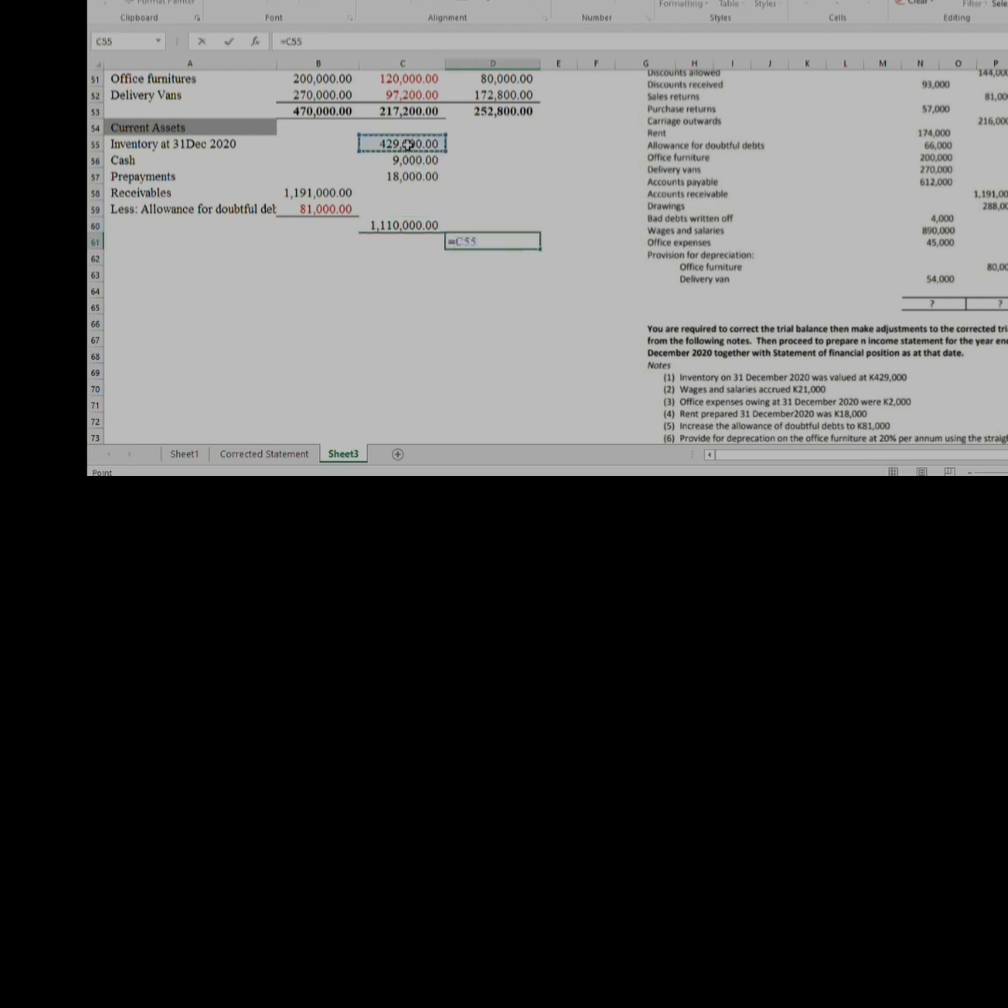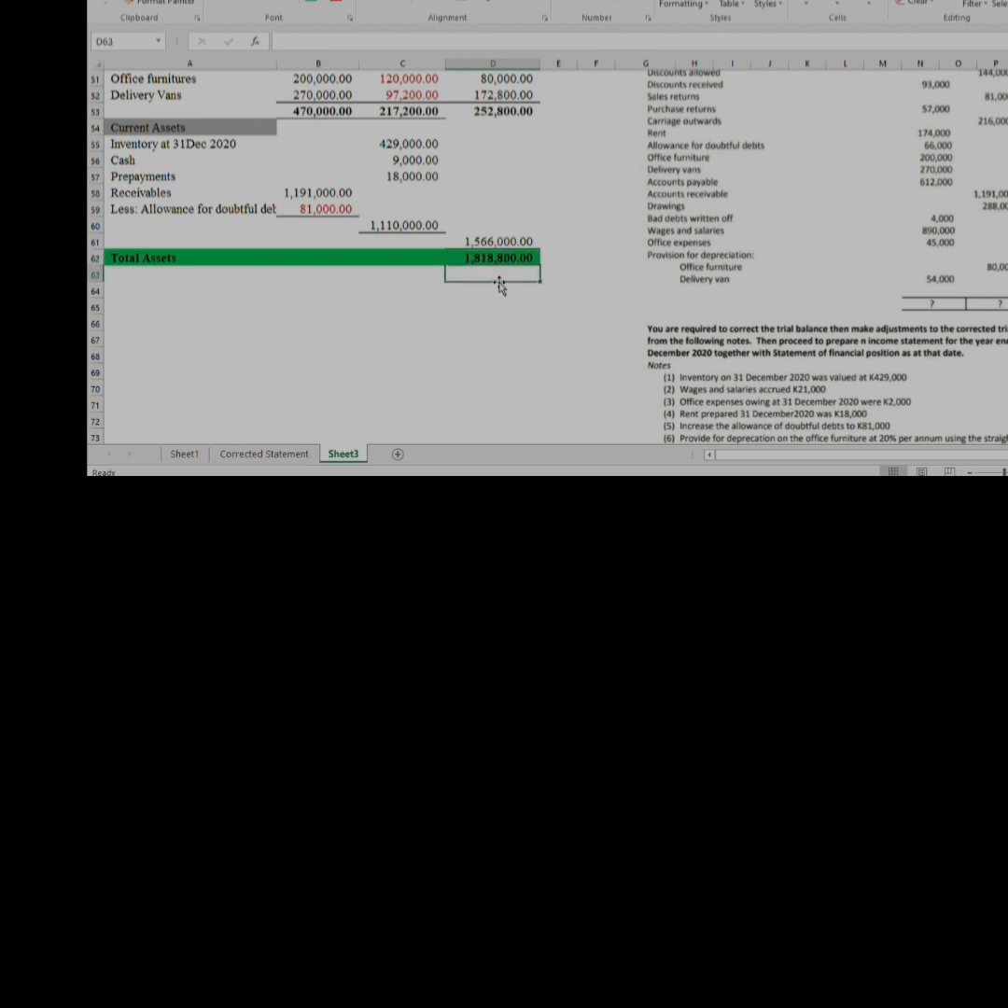So we have 429,000 plus 9,000 plus 18,000 plus 1,110,000, so I have 1,566,000. That's the total current assets. So this figure we add to the total non-current assets and find the total assets. So you say equals the total non-current assets plus the total current assets. We find the answer, which is 1,818,000.